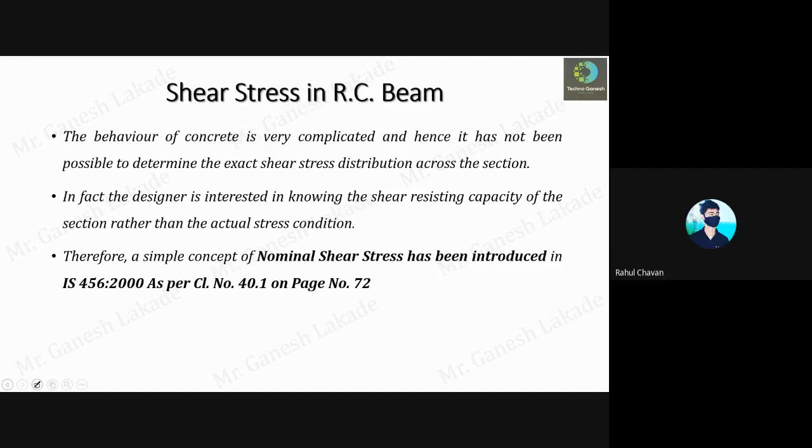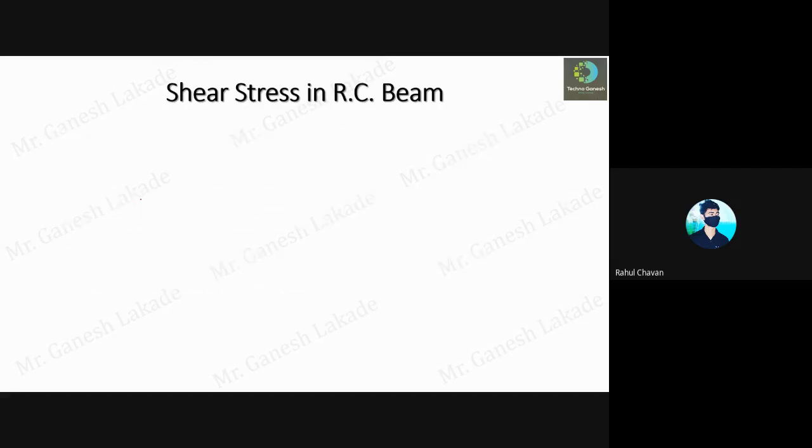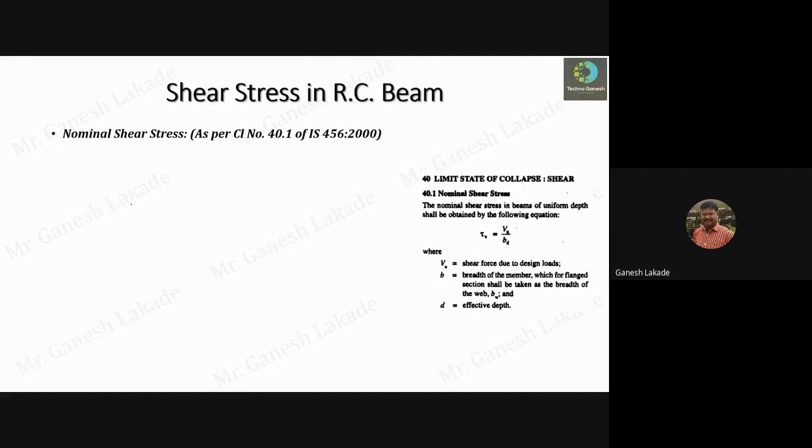The nominal shear stress in beams of uniform depth shall be obtained by the following equation: tau v is equal to Vu divided by bd. As per clause number 40.1, the nominal shear stress in beam of uniform depth shall be obtained by the following equation. Now just look at this equation, tau v.